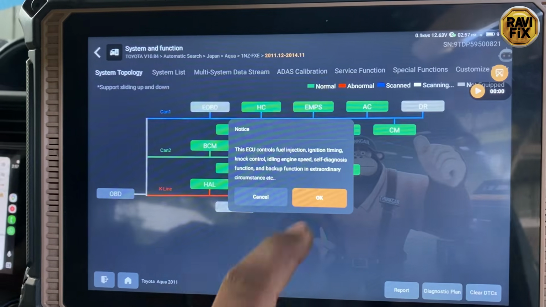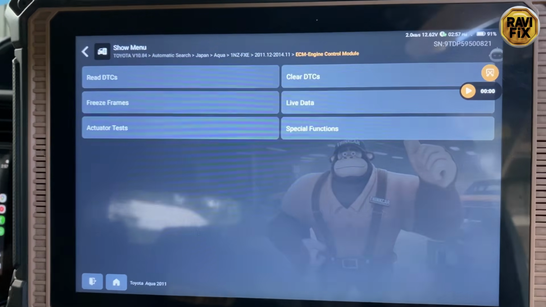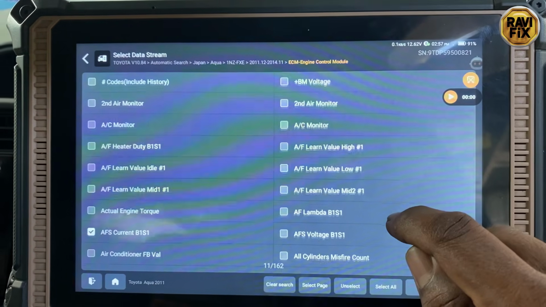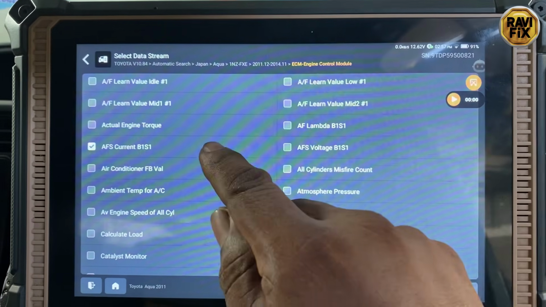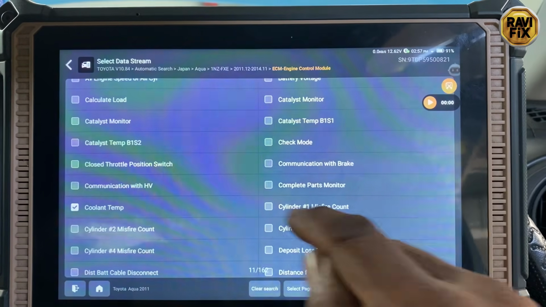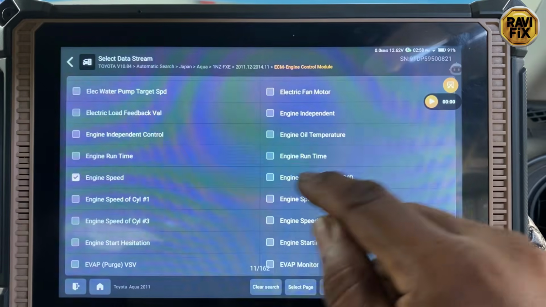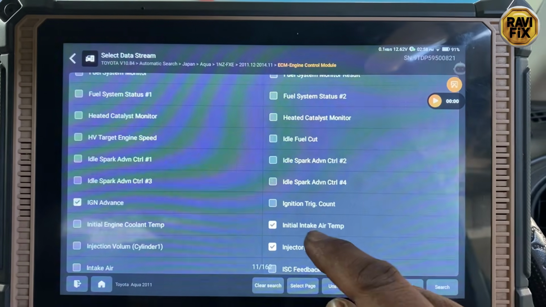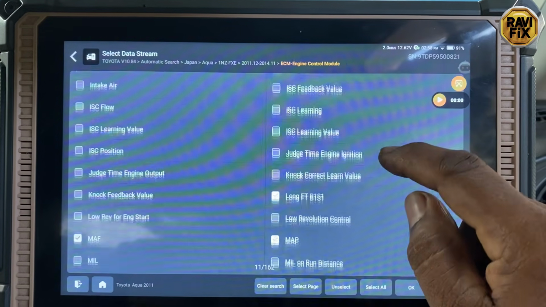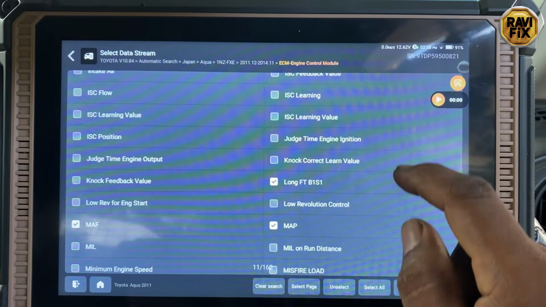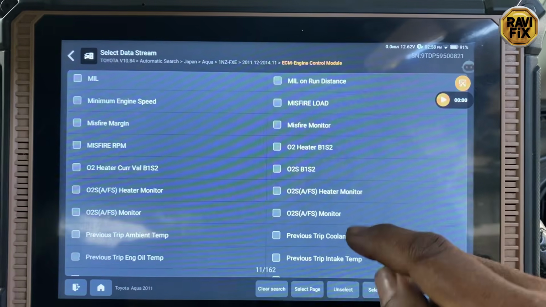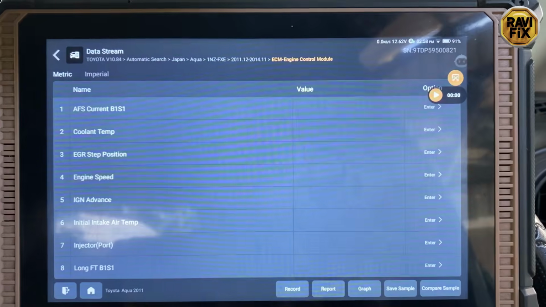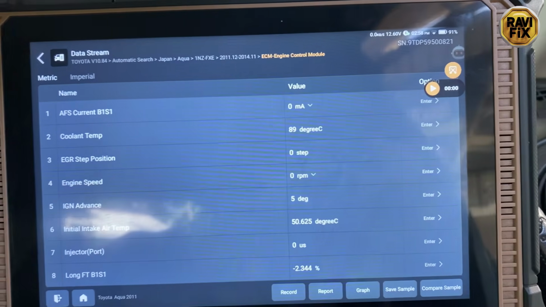However, I go to the engine control module and I need to see several data regarding the combustion system. So I go to the live data and select several data PIDs. I already selected several in my previous session. So you can see coolant temperature and engine speed, ignition advance, intake air temperature, injector port, long-term fuel trim and MAF, and I need the short-term fuel trim. So I go ahead and let's start the engine.